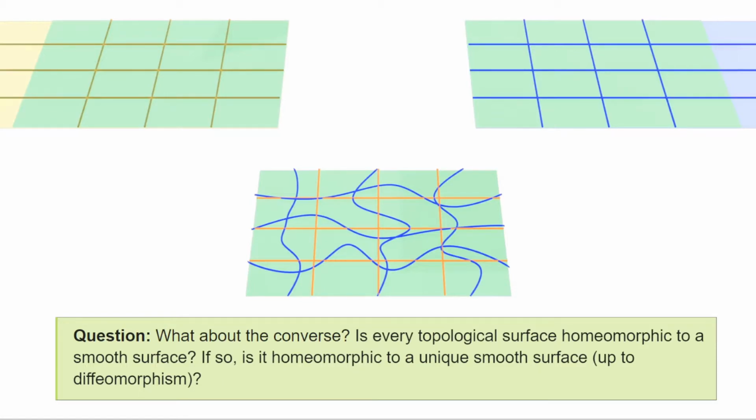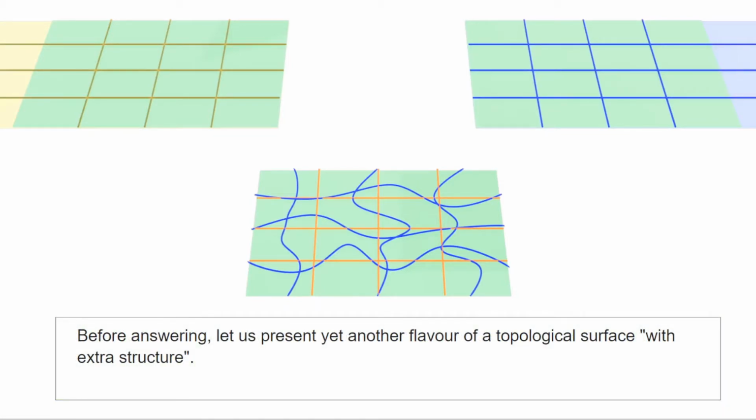Namely, we're asking whether, given a topological surface, we can put a notion of what differentiability means in it. We will answer this question a bit later in the video, but for now, let us discuss some other ways in which you could put extra structure on a topological surface.